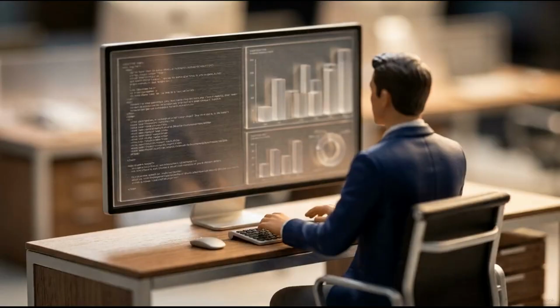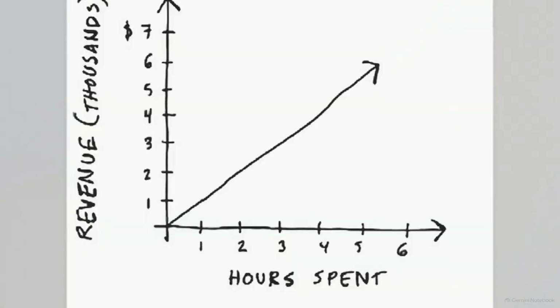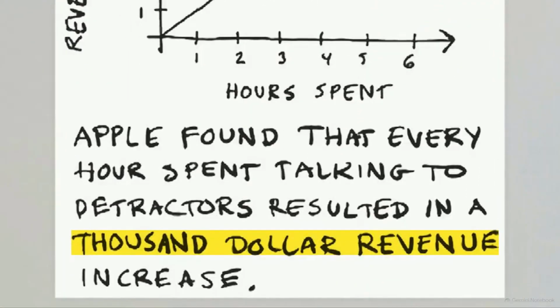A supply chain manager's first task is transforming raw customer dissatisfaction into measurable data. This is a hand-drawn graph showing the direct correlation between time spent dealing with unhappy customers, detractors, and the resulting impact on revenue. Every hour spent fielding complaints costs the business thousands of dollars.